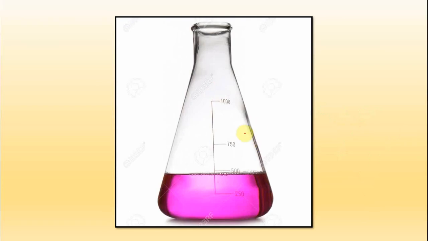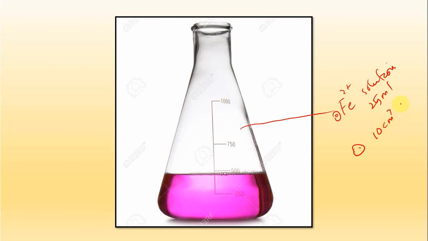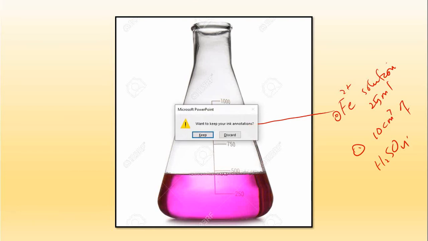So in this conical flask there are two solutions present. One iron solution, Fe2+ solution, is added, 25 ml, and then we have also added 10 cm cube of H2SO4, sulfuric acid. So this is all about the experiment. Now we are moving towards the paper.